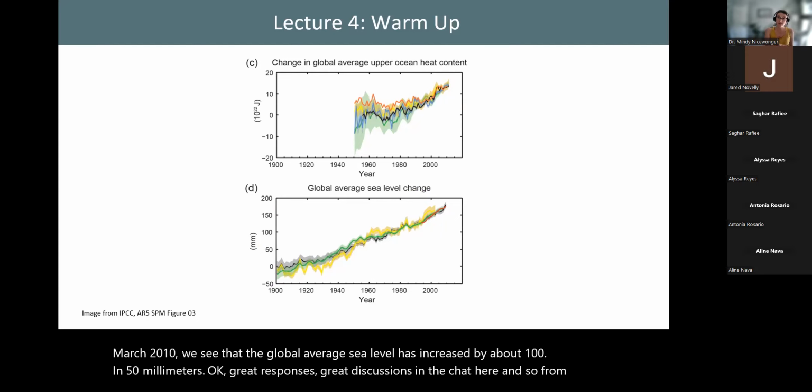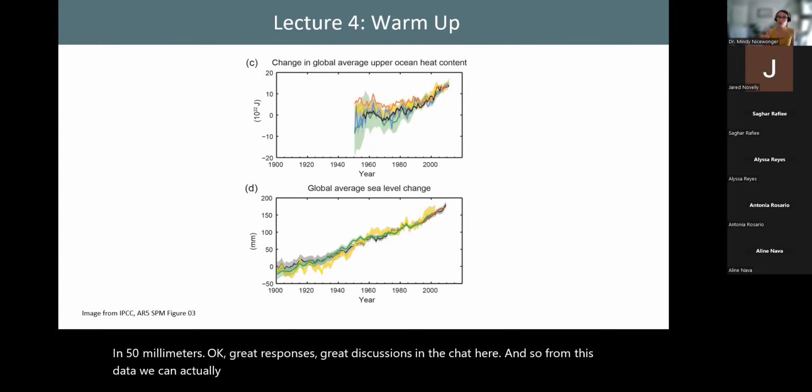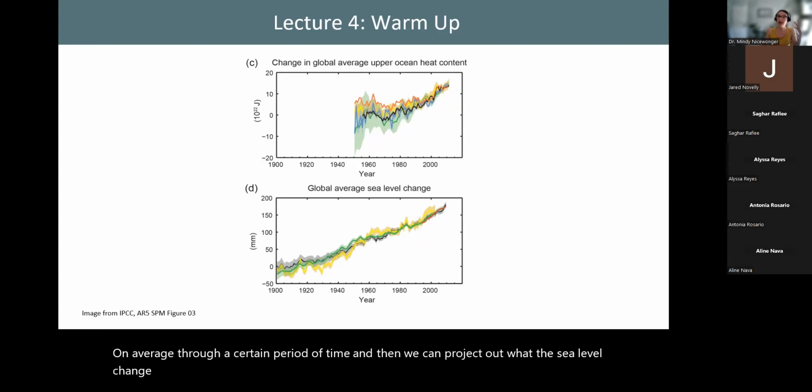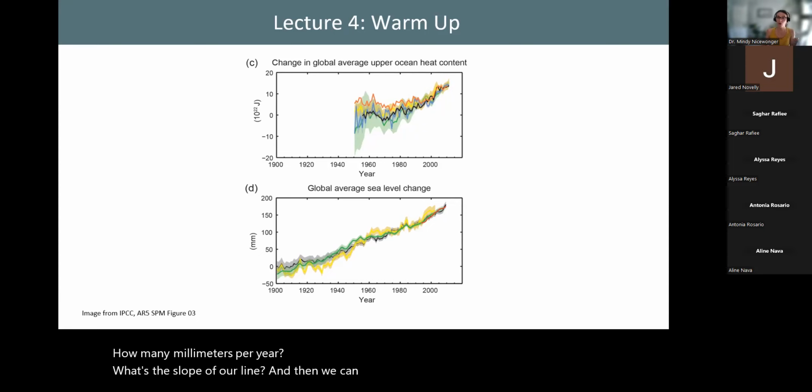And so from this data, we can actually calculate things like rate of change, right? For example, how much is the ocean sea level changing on average through a certain period of time? And then we can project out what the sea level change could be in the future based on that rate of change, right? For example, how many millimeters per year? What's the slope of our line? And then we could say, okay, by 2050, using that slope, we'll have an estimate of what the sea level change would be.